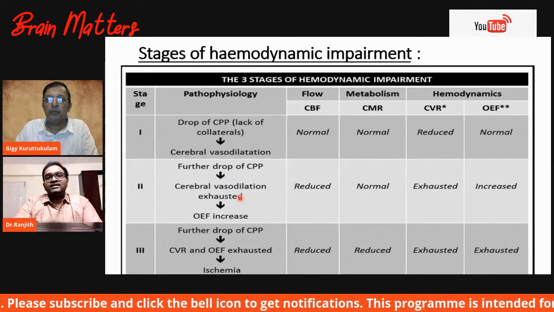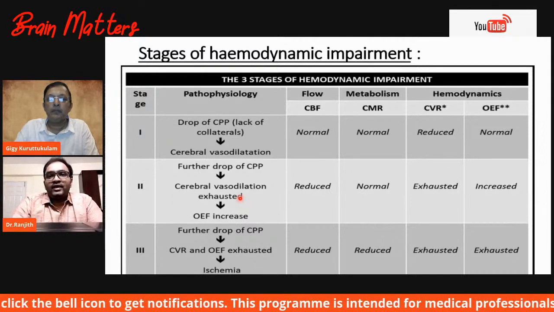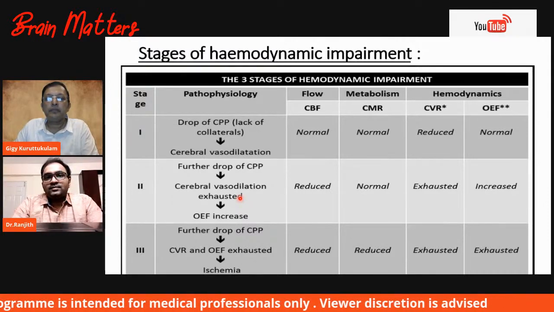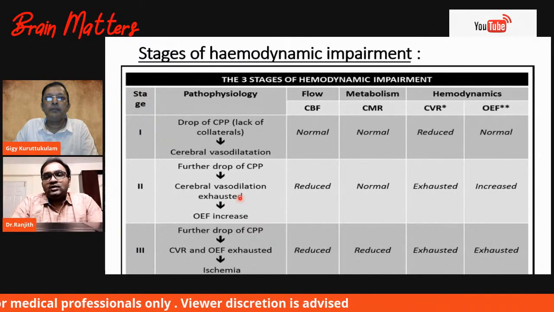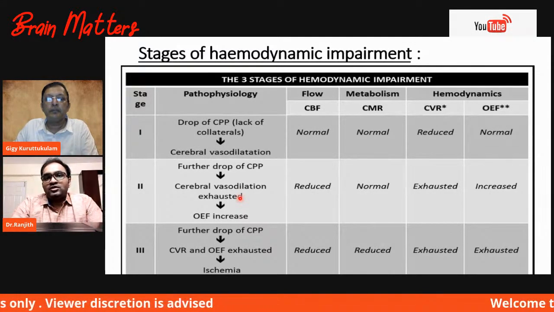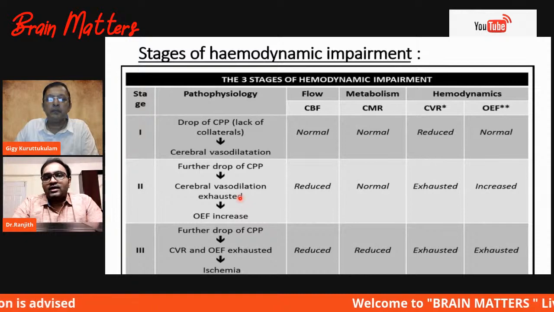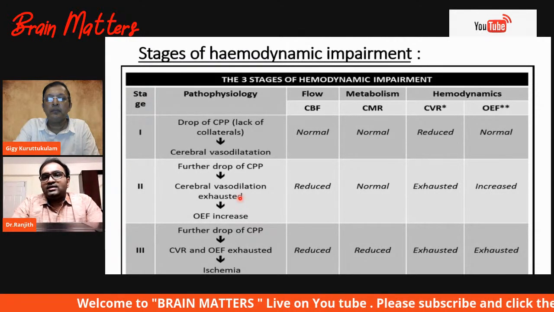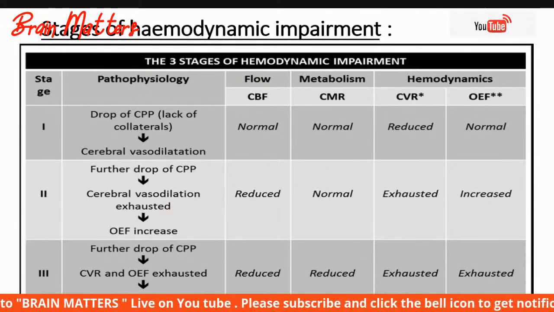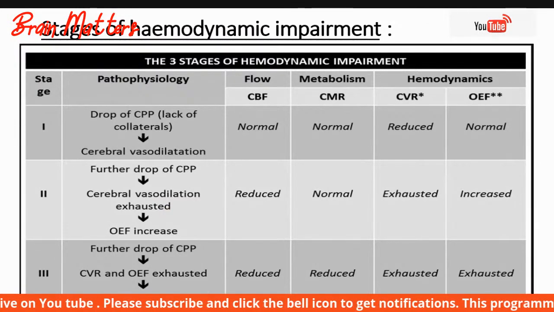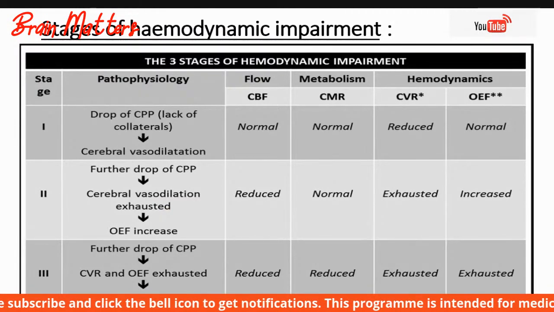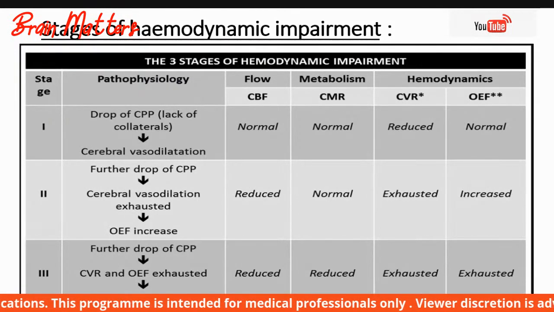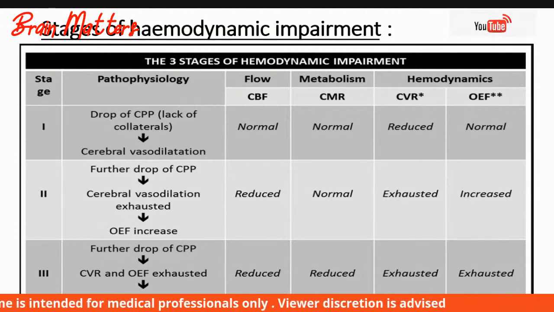There are basically 3 stages of hemodynamic impairment in patients with terminal ICA or MCA occlusion. Stage 1 is a drop of cerebral perfusion pressure due to lack of collaterals, which leads to cerebral vasodilatation. In this stage, cerebral blood flow and cerebral metabolic reserve may be normal, the cerebral vascular reactivity, the vascular reserve, is reduced, and oxygen extraction fraction is normal.